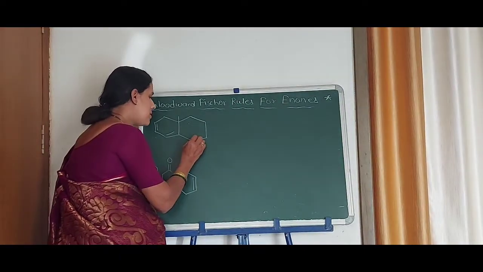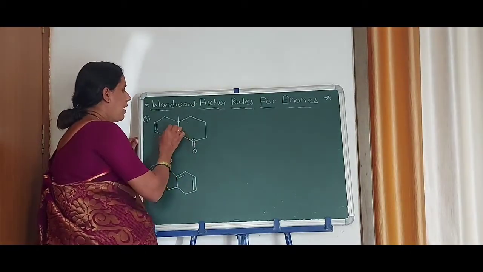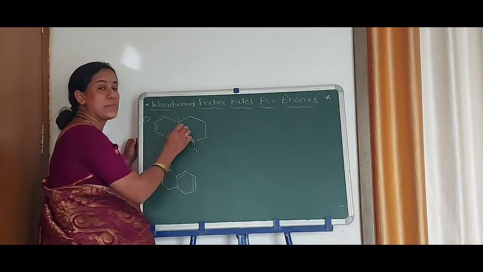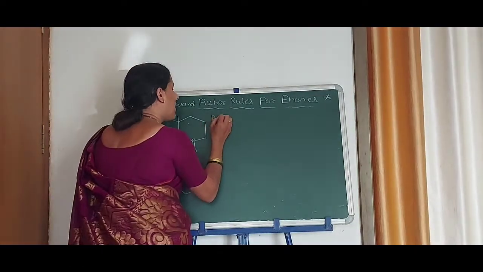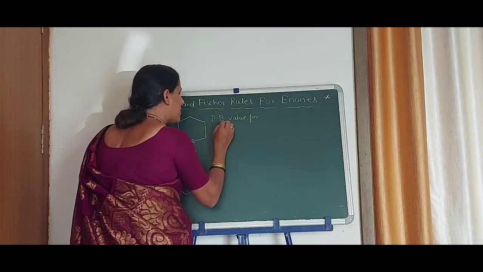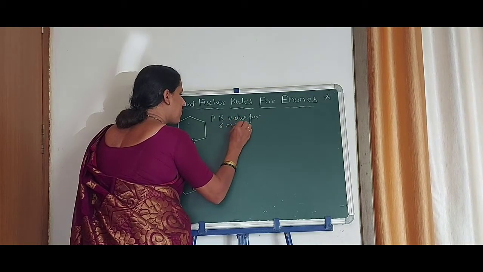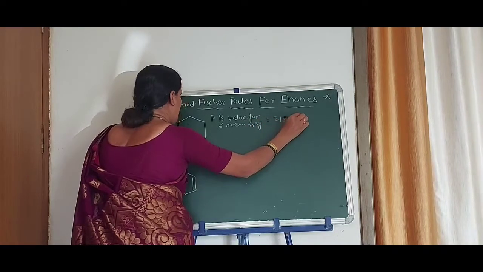Okay, we have to consider here C double bond O as an enone. As this is an enone, it is a 6-membered ring. Likewise, all other problems we have to write here. Parent base value for 6-membered ring, that is equal to 250 nanometer.